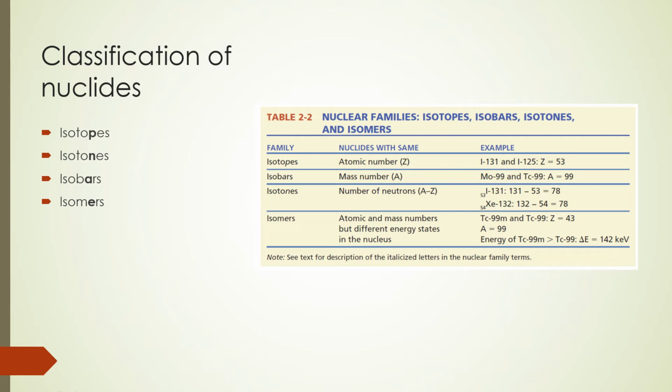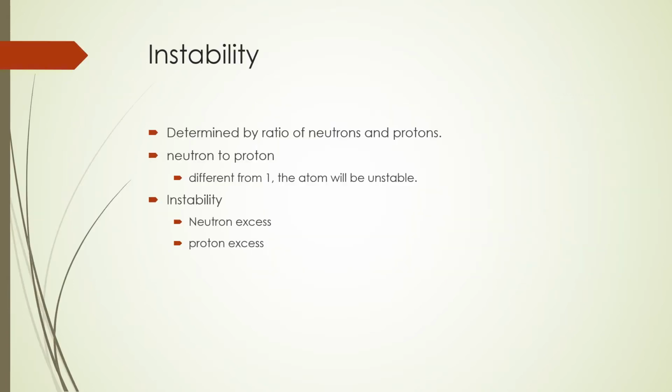This table summarizes the classifications of nuclear families. The bold letters in each term provide a convenient way to remember the definitions of each of those terms. Certain combinations of neutrons and protons are unstable. Instability is determined by the neutron to proton ratios of the elements. When the neutron to proton ratio is different from 1, the atom will be unstable. So neutron excess and proton excess or neutron deficiency both lead to instability.